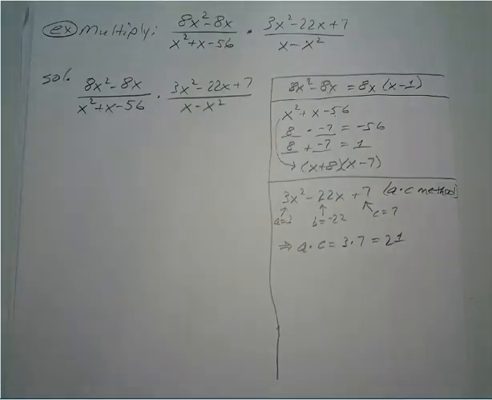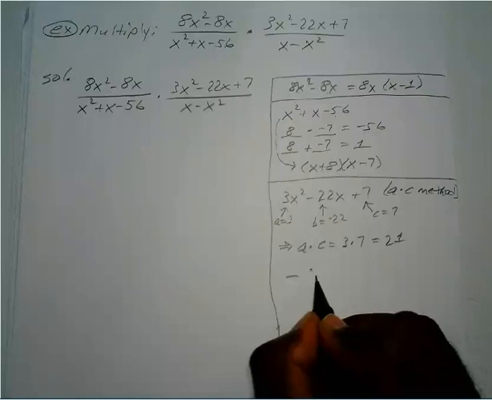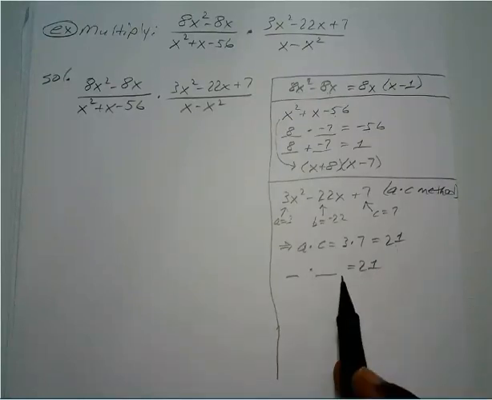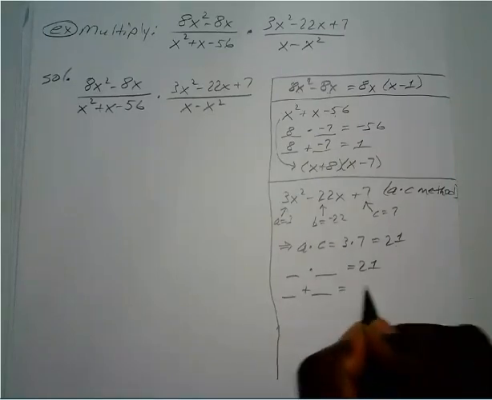Okay, once we found our a times c, we have to find two numbers that multiply to equal our a times c, which is 21. And those same two numbers add to equal our b, which is negative 22.